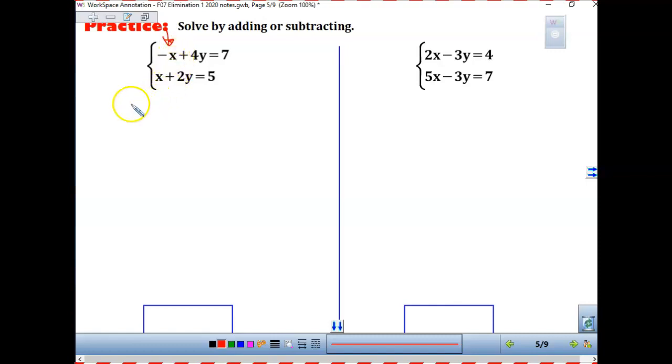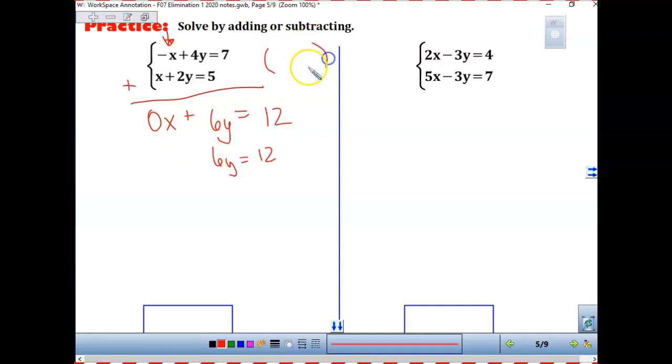If I add, I'm just going to add these together right as they're written. Negative x plus positive x, that is 0x, or you could put 0. Adding 4y plus 2y gives us 6y. 7 plus 5 gives us 12. Someone said, well, at this point, can I just put 6y equals 12? Yes. We're getting our solution. We're going to divide both sides by 6. Y is equal to 2.